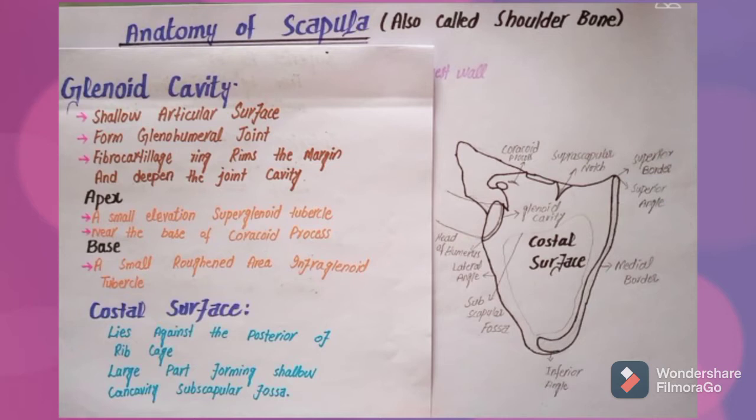Next, we discuss the surfaces of the scapula. As we know, there are two surfaces of the scapula: the costal surface and the dorsal surface. The costal surface of the scapula, which is also called the anterior surface, you can easily see on the side diagram. This surface lies against the posterior of the rib cage. A large part of this surface forms a shallow concavity called the subscapular fossa.